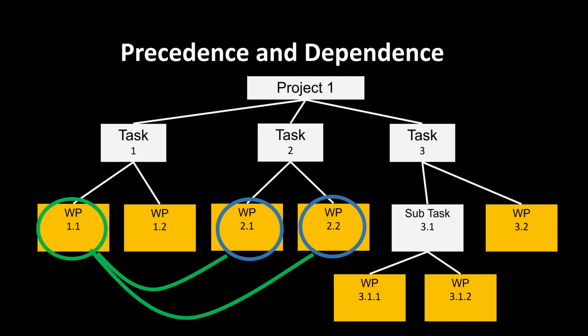And the blue ones are dependent on the green one being done. This is where we get the words precedence and dependence from. Okay, one has to come before another. Some things are dependent on previous activities.